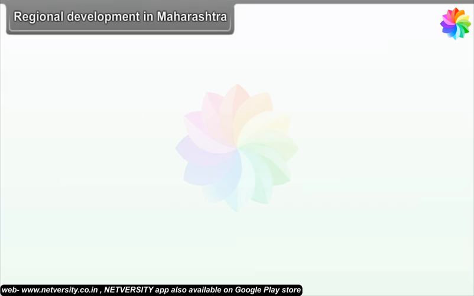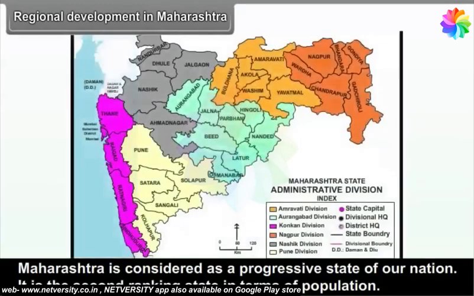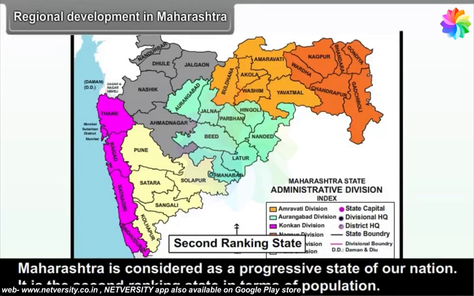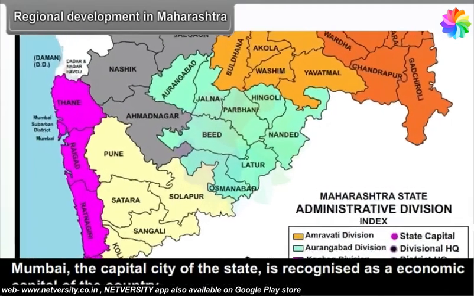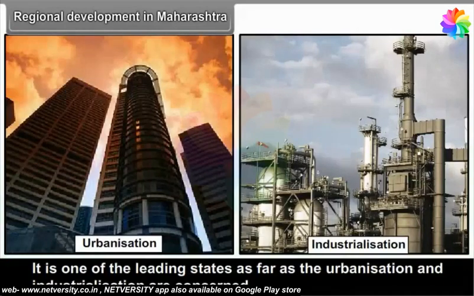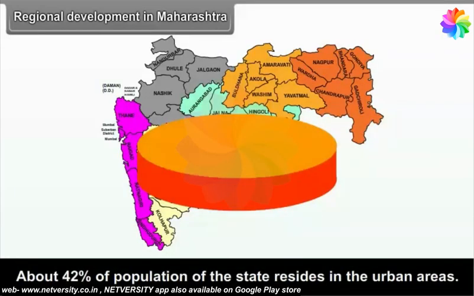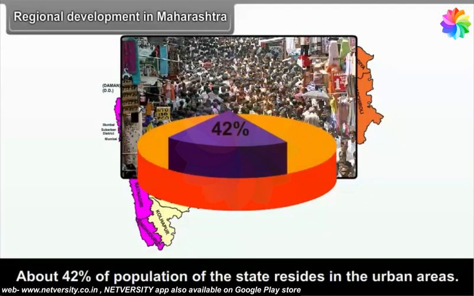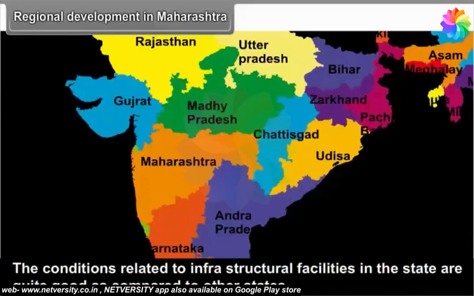(8.4) Regional development in Maharashtra. Maharashtra is considered as a progressive state of our nation. It is the second-ranking state in terms of population. Mumbai, the capital city of the state, is recognized as the economic capital of the country. It is one of the leading states as far as the urbanization and industrialization are concerned. About 42% of the population of the state resides in urban areas. The conditions related to infrastructural facilities in the state are quite good as compared to the other states.